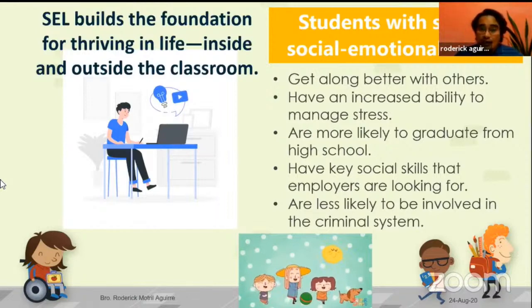All right, and whose fault is that? It's not the fault of our kids. It's because they were not given ample opportunity to acquire and develop their social emotional skills at home and at school.